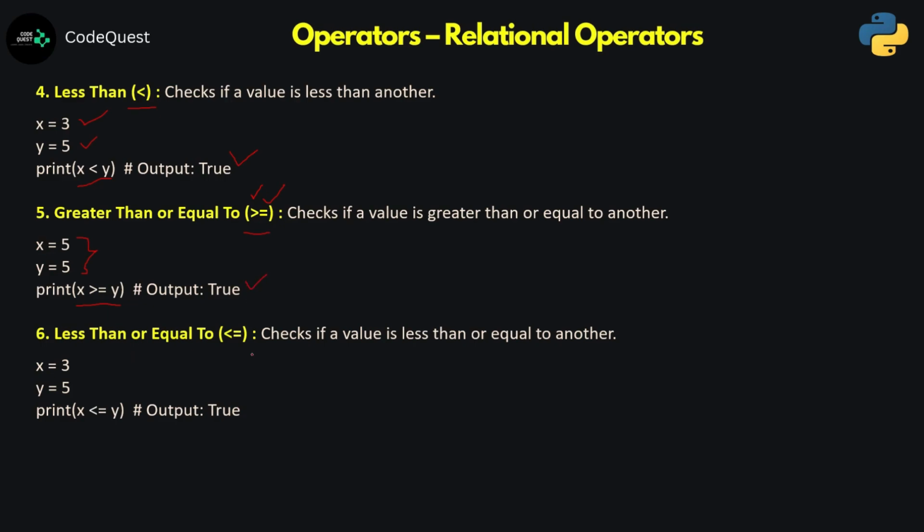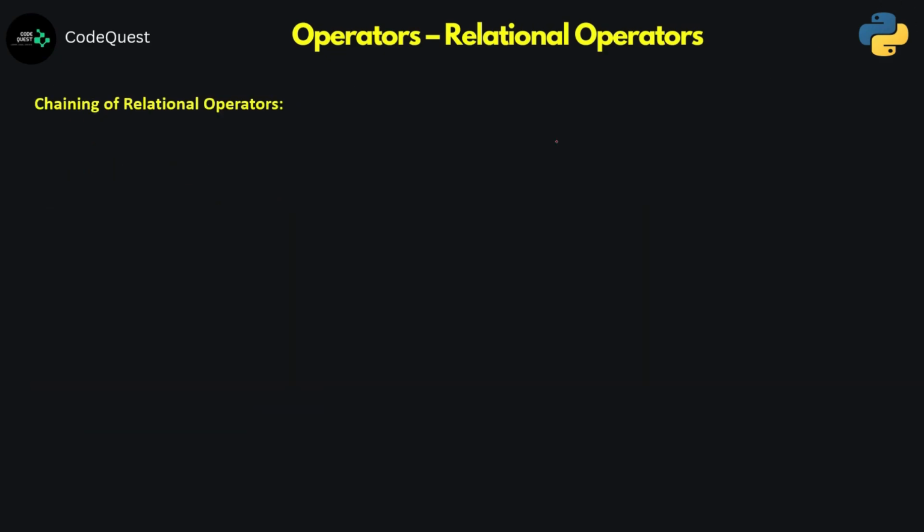Similarly, less than or equal to is going to check whether the first value is smaller than the second one. At the same time, if that fails, it is going to check whether both values are equal or not. Now, when I'm taking x as 3 and y as 5, 3 less than or equal to 5 produces a result that is true. In Python, we also have a concept called chaining of relational operators.